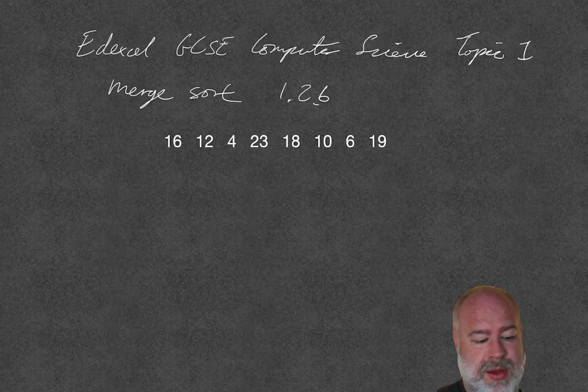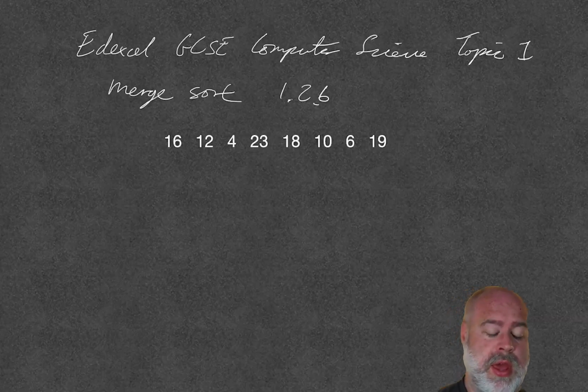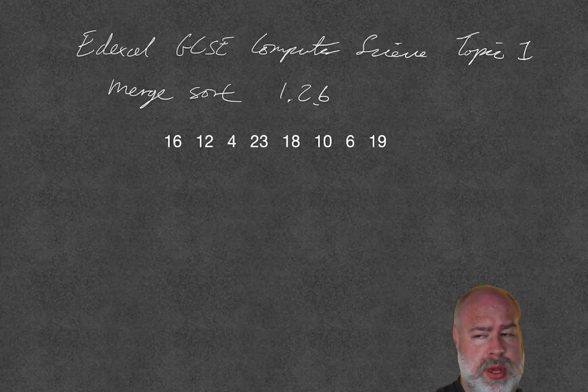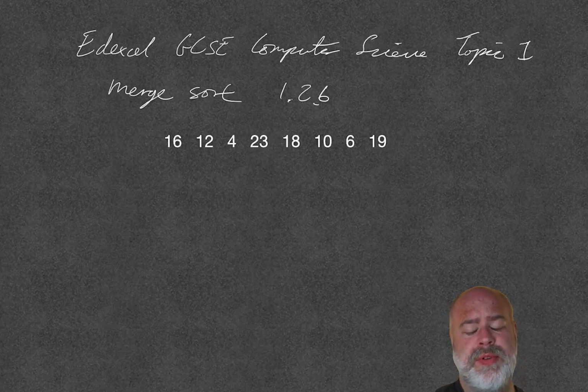We're going to be talking about merge sort algorithms, and this will be under topic 1.2.6 under Edexcel GCSE Computer Science. We've already looked at bubble sort in the other video I posted, which is an inefficient sorting algorithm, certainly for large data sets. Merge sort will be more efficient, especially for large data sets. For small data sets, though, it will be negligible.